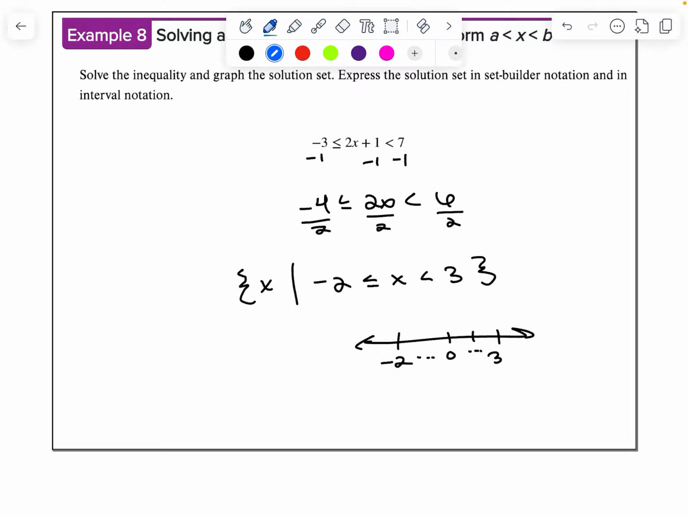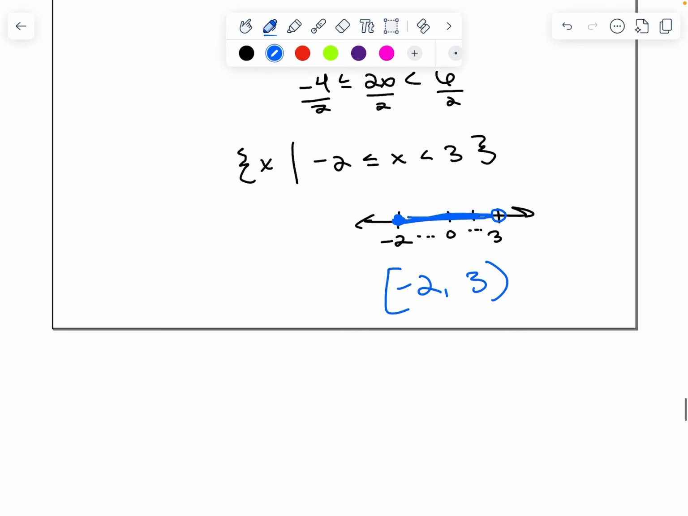And so the negative 2 is going to get a closed circle because of that less than or equal to. The 3 is going to get an open circle because of that less than. And I'm going to shade in between. And so my interval notation is everything from negative 2 to 3. That's where I'm shaded from left to right. The negative 2 gets a bracket. The 3 gets a parentheses.